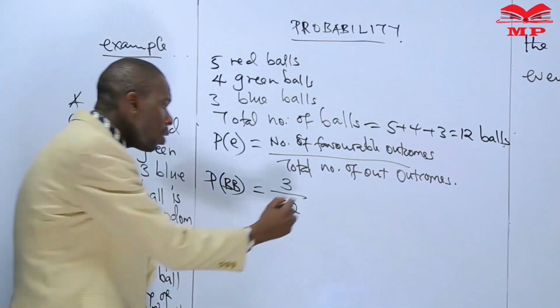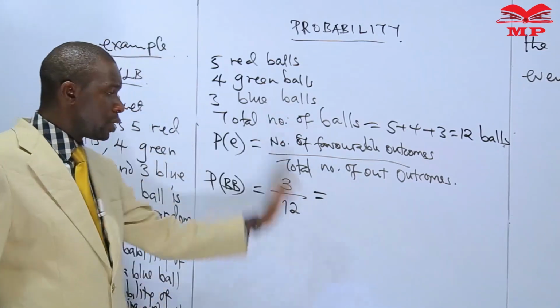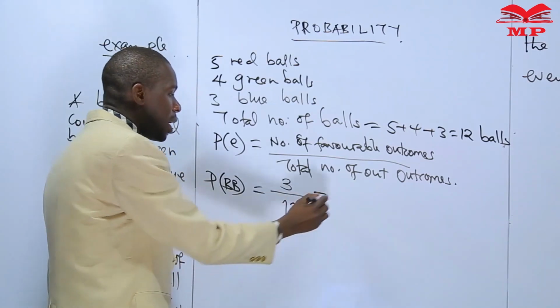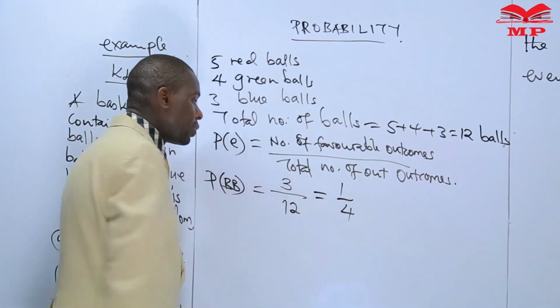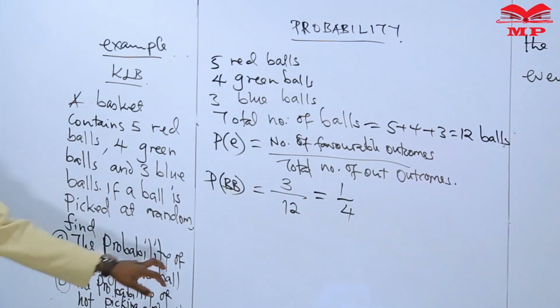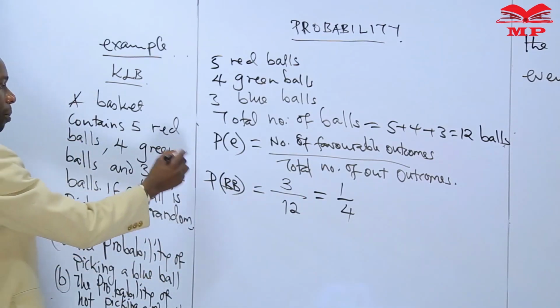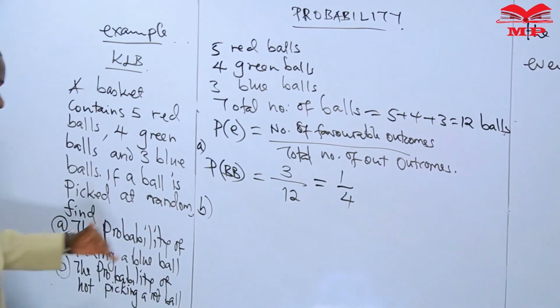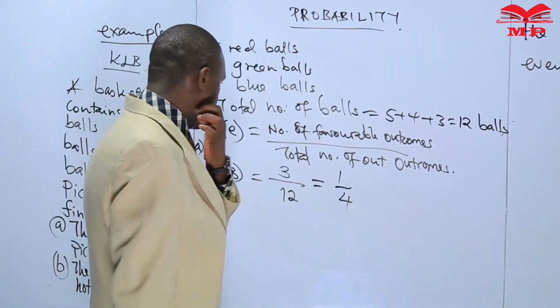Now, we agreed these are fractions, so we can simplify further and say that if you divide 3 by 12, this translates to a quarter. So this becomes the probability of picking a blue ball. Otherwise, for part B, we are asked to find the probability of not picking a red ball.